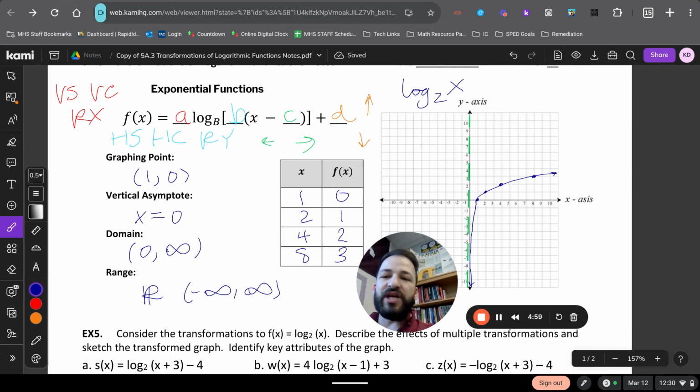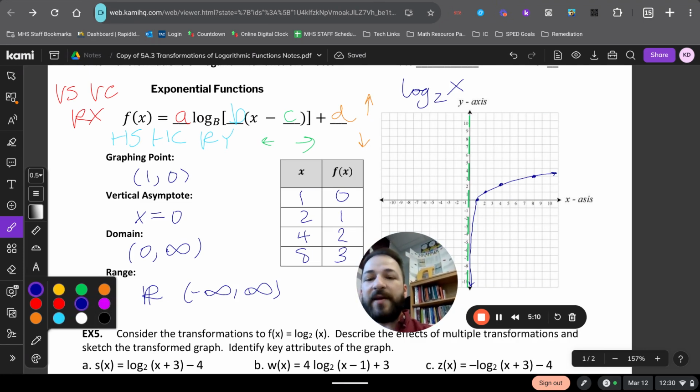Okay. Now, just like our transformations could affect our exponential functions, our transformations can also affect our logarithmic functions, but just like everything's switched, it's going to be slightly different. So for our graphing point this time, still affected by C and D, but it's actually affected by our B value instead of our A value. And that's because our x is the one that has that 1.